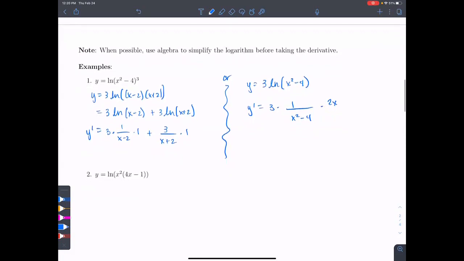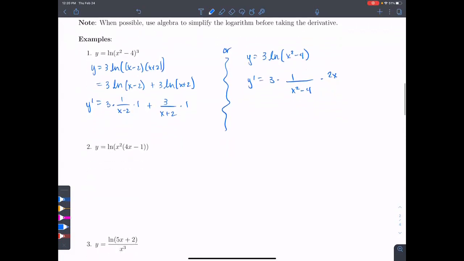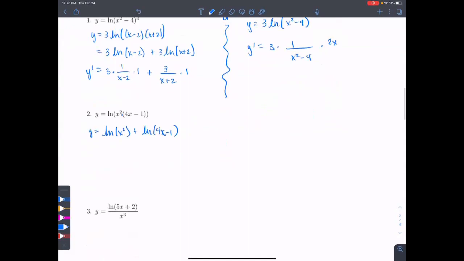Number 2, we have the ln of x squared times 4x minus 1. So again, you have multiplication inside, so you can split that. So we have the ln of x squared plus the ln of 4x minus 1. And then we can take derivatives. So y prime would be 1 over the inside times the derivative of the inside plus 1 over the inside times the derivative of the inside.